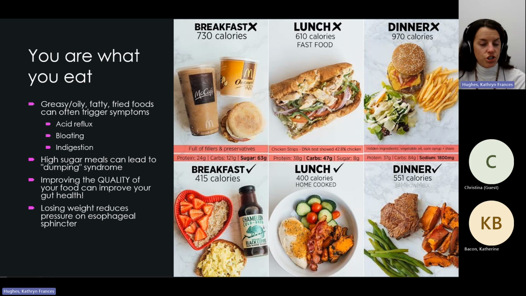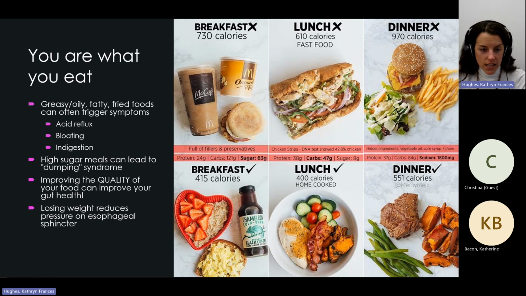And lastly, remembering just general food choices. You are what you eat. So greasy, oily, fatty, or fried foods can often trigger symptoms like bloating, acid reflux, or that general sort of indigestion. And examples also of something that can be a problem is high sugar meals or high sugar beverages can lead to carb dumping, where we get that diarrhea after a really sweet meal. And that can be due to water being pulled and then released in our gut tract.